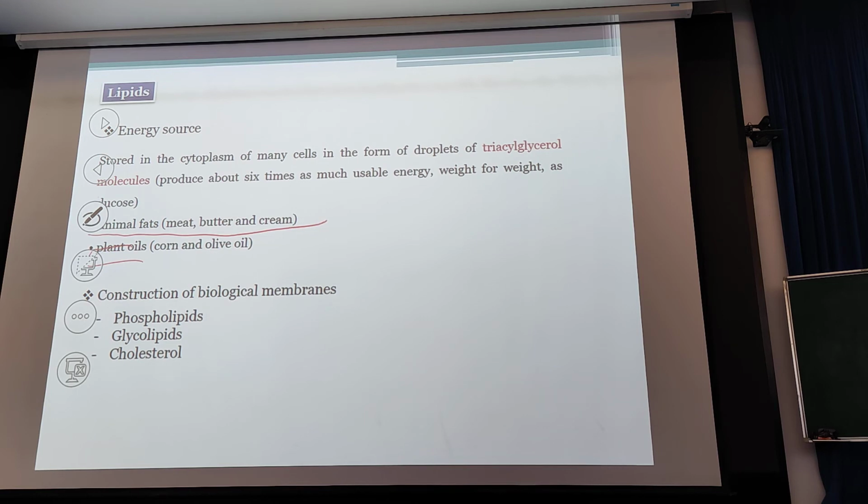So the fats and oils, 6 times, this is why 6 times. The fats and oils provide maybe 38 kilojoules per kilogram, while glucose is only 18, I think. So that's for the energy source.